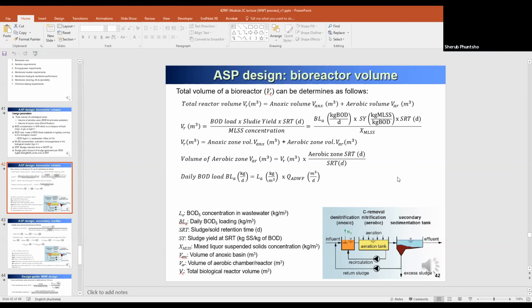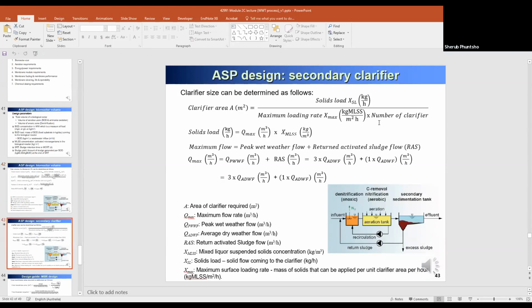For example, BOD is given, and average dry weather flow is given. When you multiply these, you get the BOD loading, and you have all the data for the SRT. You also have the sludge yield given. So it's basically just using these equations to do the calculations. For example, here you can calculate the clarifier based on the surface loading, and loading rates are given.